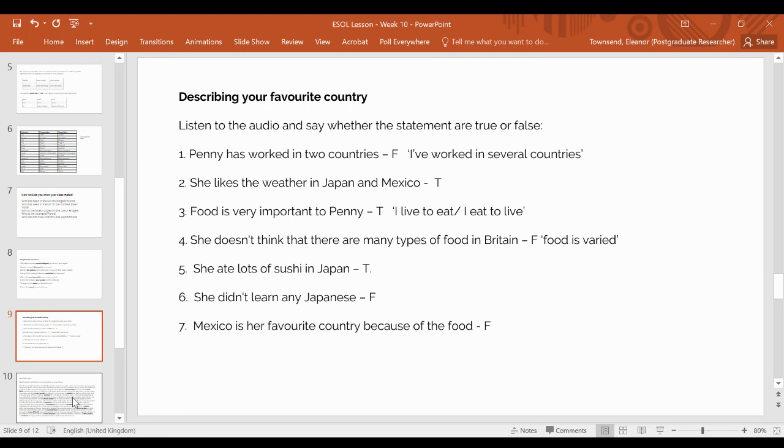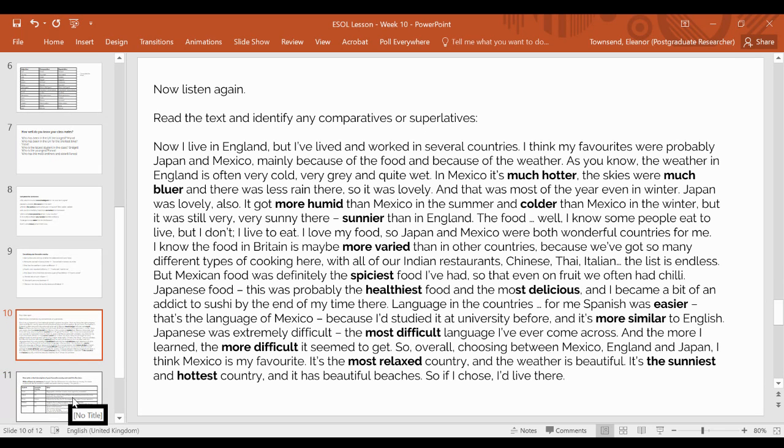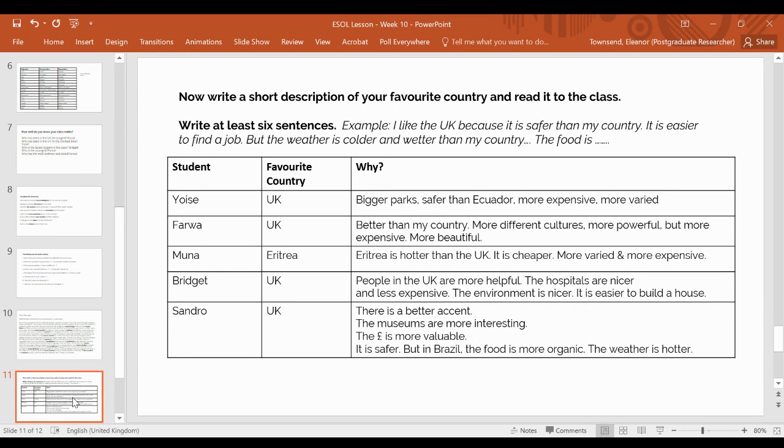And then we did a listening activity where someone called Penny described her favourite country. You can see the full transcript of the listening here. Then each student described their favourite country using comparative or superlative adjectives.